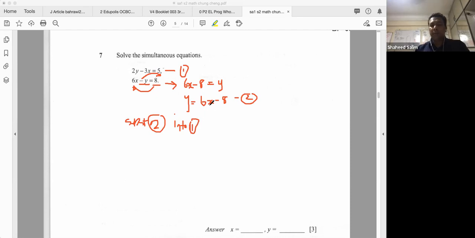So what does it mean? This one, the value here, I'm going to put inside here now. This one says 2y. I write down equation 1 first: 2y minus 3x is equals to 5. Now I'm going to put this value of y inside here, Ryan. This one now, I'm going to put inside this y down here. That's what it means.